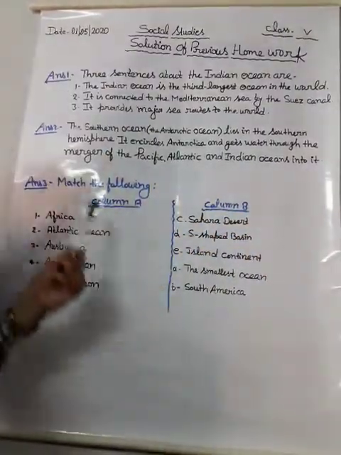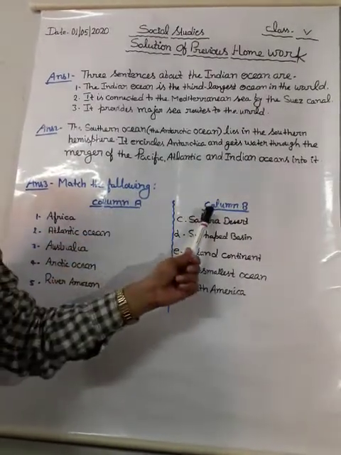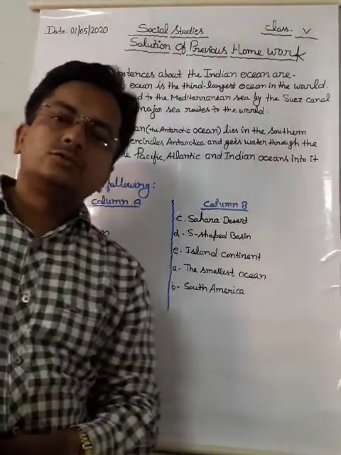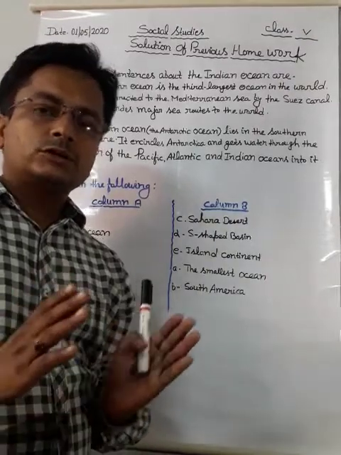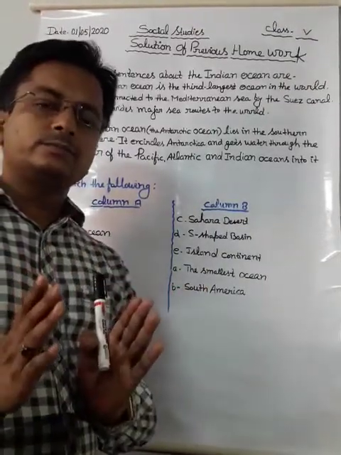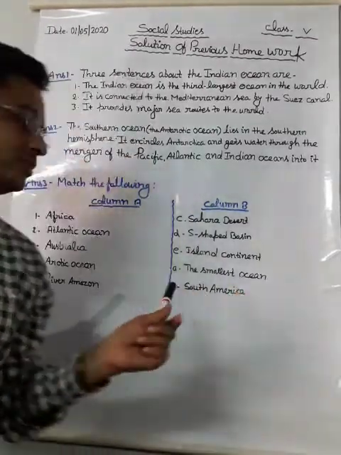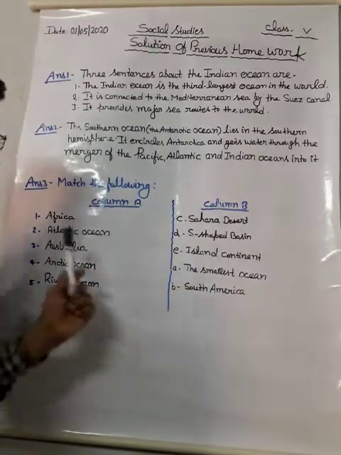And you can see here the last question: match the following, column A and column B. Dear students, here I want to suggest you don't use arrows. You can write the right answer side by side, or you can use codes for your answer. Here I have written the right answer side by side: Africa.